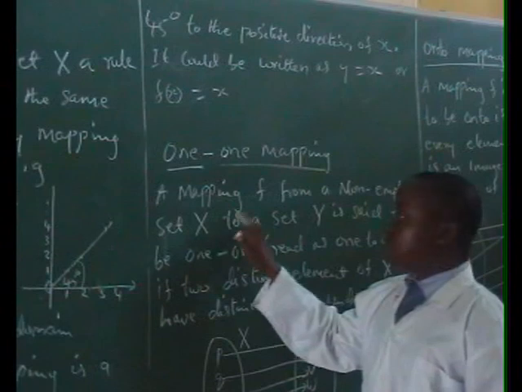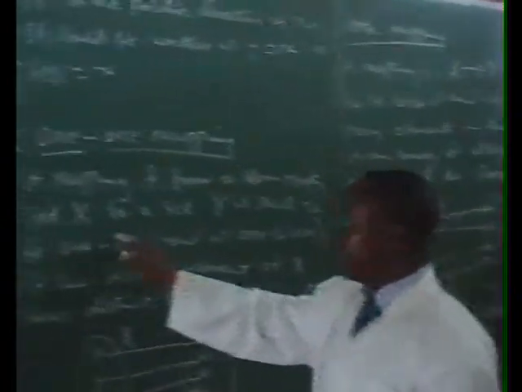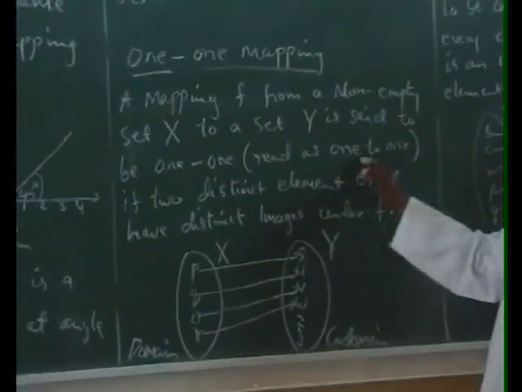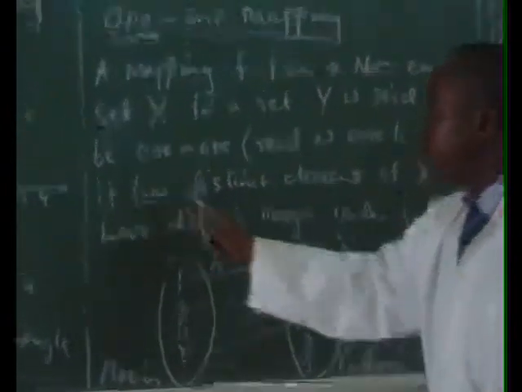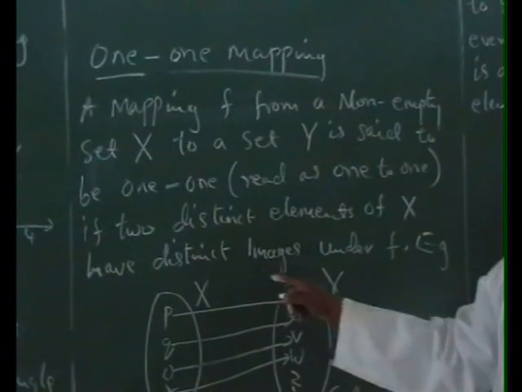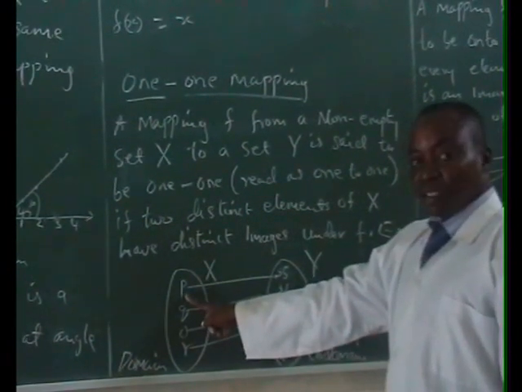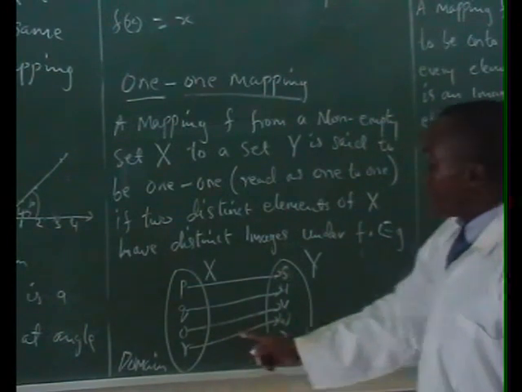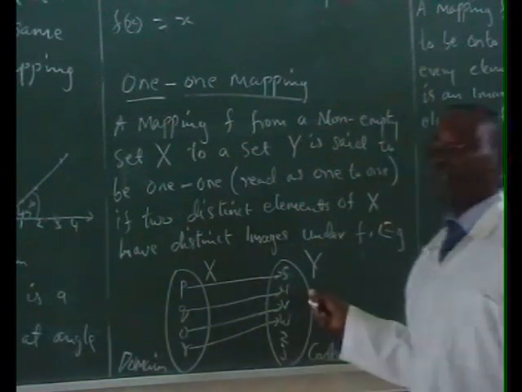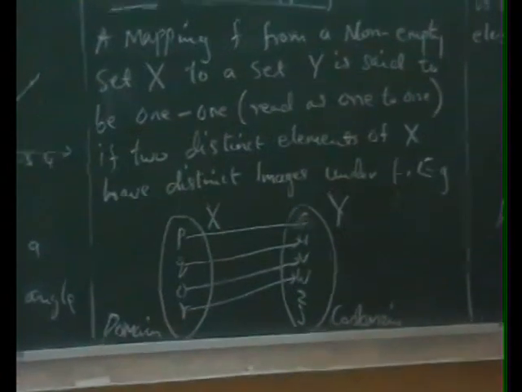Now we also look at one-to-one mapping. A mapping F from a non-empty set X to a set Y is said to be 1 to 1. We read it as 1 to 1. It is 1 to 1 if two distinct elements of X have distinct images under F. Now, see what happens. P will have its own image. Q also has its own image. O also has. Two elements in this domain will not have the same image in the codomain. So everyone has its own image. That is what we call 1 to 1.